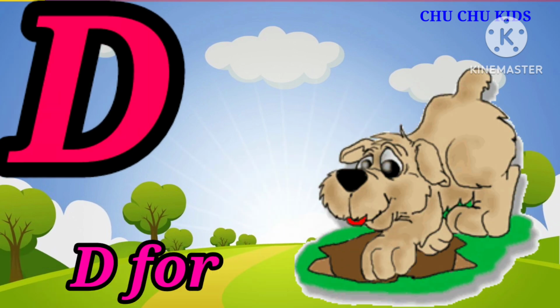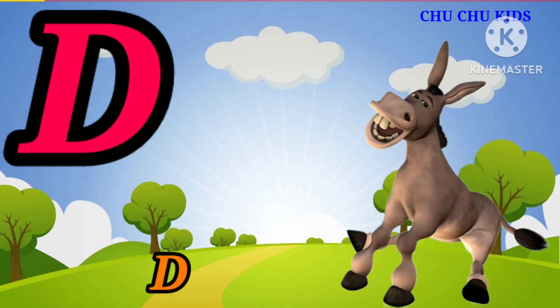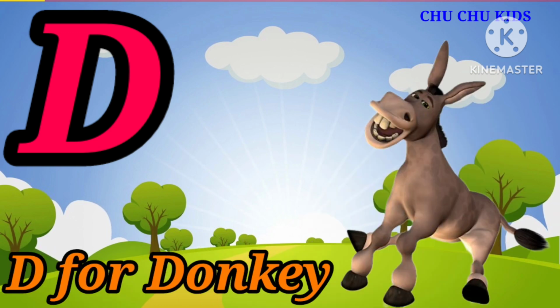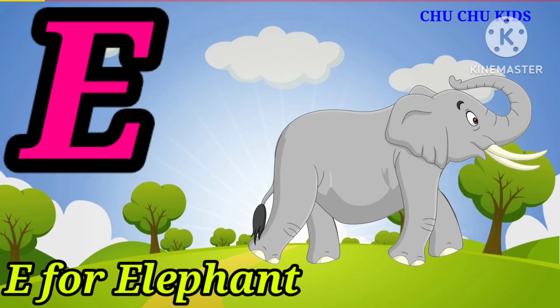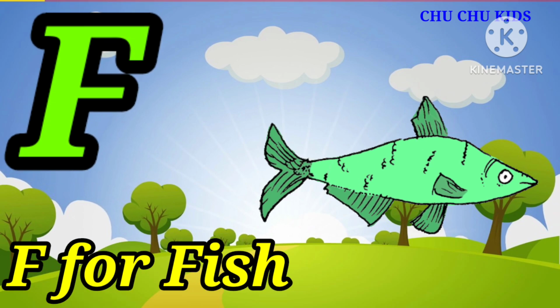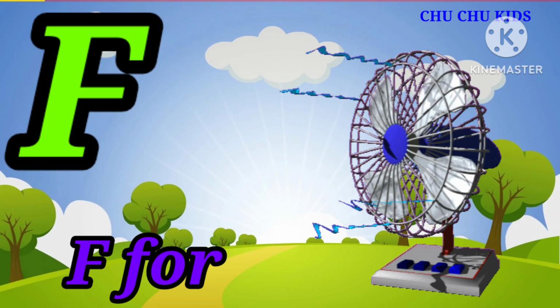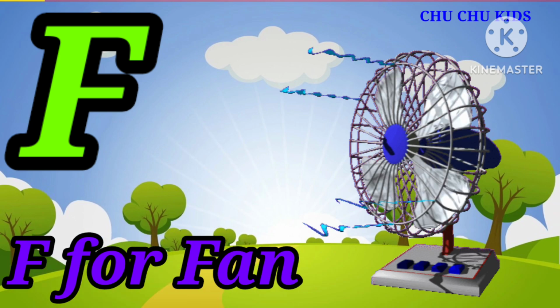D for dog. D for donkey. E for elephant. E for egg. F for fish. F for fan.